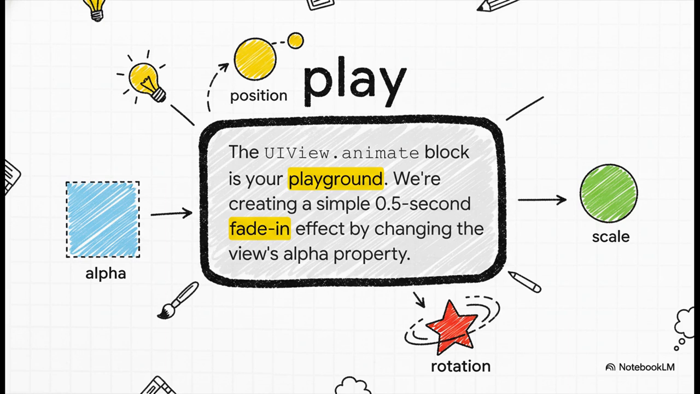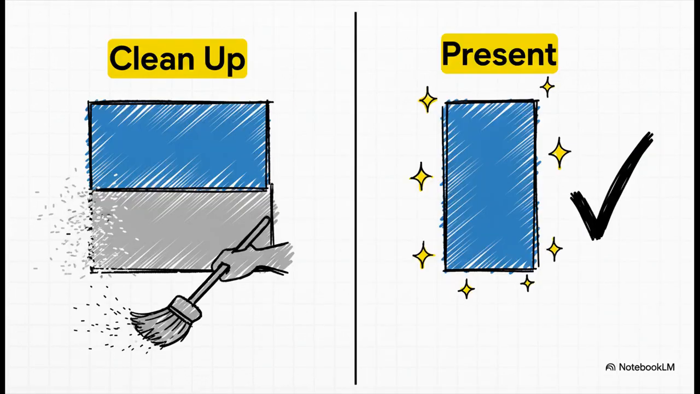Now, this next part, the UIView.animate block, this is your creative playground. In this little example, we're just animating the alpha property to create a simple fade-in. But you could animate the position, the scale, the rotation. I mean, literally anything you can dream up, you can do it here. And finally, when that animation is all done, the completion block gets called. Think of this as our cleanup step. We just remove that temporary view we added and then formally present the destination view controller. This ensures a really nice, clean handoff and finishes the transition.